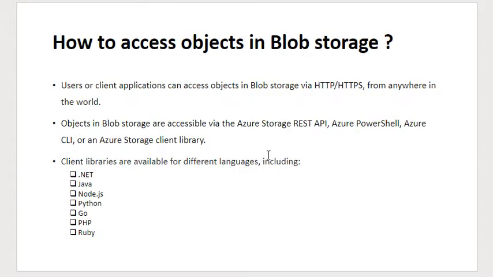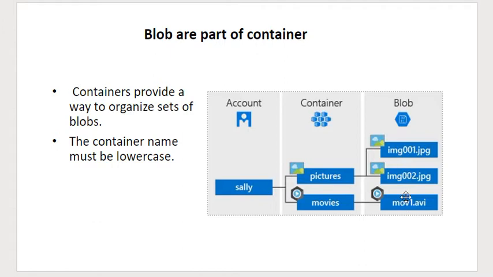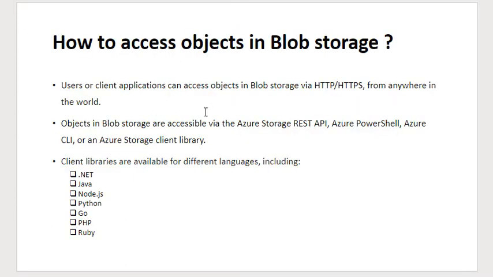Next we have how to access objects in blob storage. We have created those blob objects. Now how are we going to access those data? Here are the options. Users or client applications can access objects in blob storage via HTTP and HTTPS protocol from anywhere in the world. It's a public URL basically.